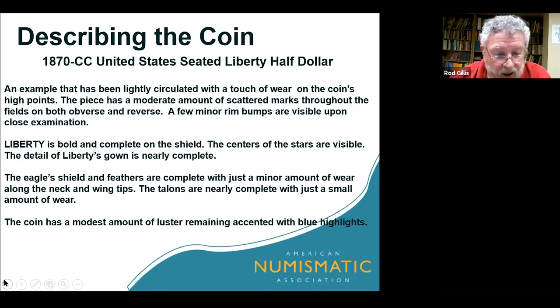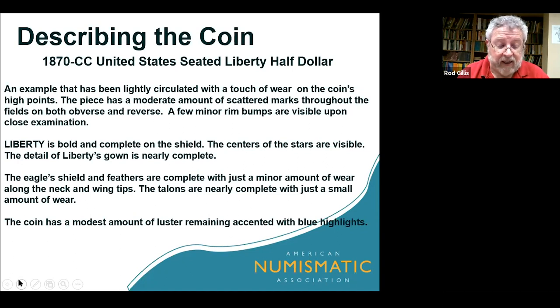Now, that's very descriptive. Some of us might say that it's too descriptive, because how can you take all of that information in and visualize what the coin is? And I would say that you're right. How could you do that? That would be very difficult. So grading, a standardized form of grading, was designed so that we can convey all of this information.